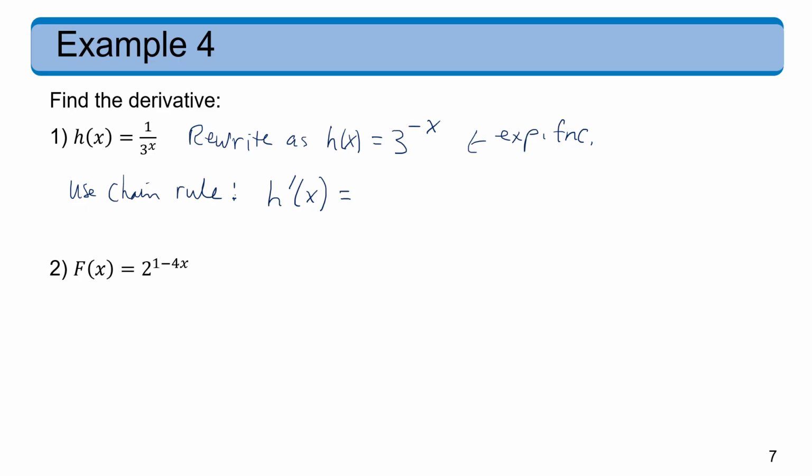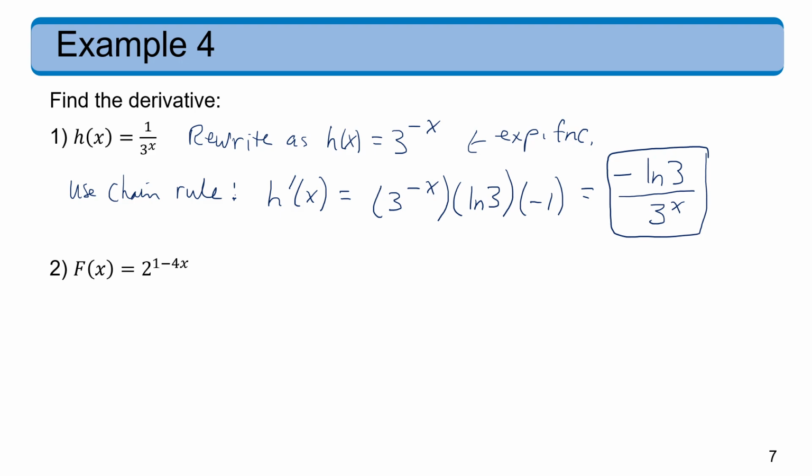So itself here is actually 3 to the negative x, right? You have to keep that inner part the same. Then we multiply by natural log 3. That's the derivative of the outer part. Now look at the inner part. Well, that's negative x. We need to multiply by the derivative of negative x, which is just negative 1. And then we could simplify this. We could keep our negative sign out in front. The natural log 3 is a constant. It's in the numerator. And then if you wanted, instead of writing 3 to the negative x, you could put it in the denominator as 3 to the x. Okay, so there's h prime.